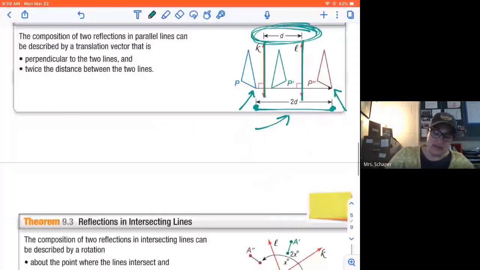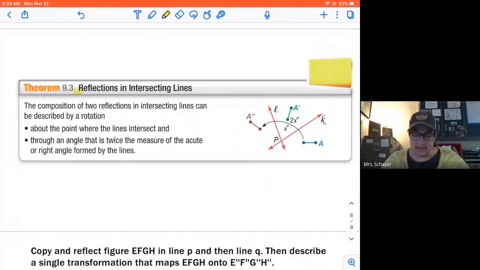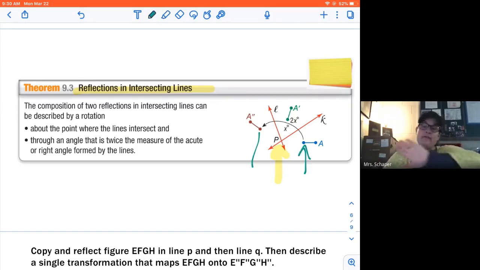When you're reflecting intersecting lines, this is a little different. So you have your point of intersection. Okay, that's being shown right there. All right. The angle that is created is the angle from the initial to the ending. And again, you're reflecting it over the first intersecting line and then reflecting it over the next intersecting line. So the angle measurement from the very beginning to the very end is twice the measurement formed by the intersecting lines.